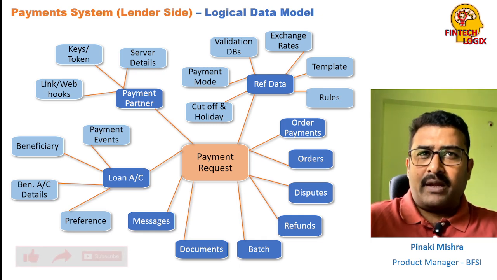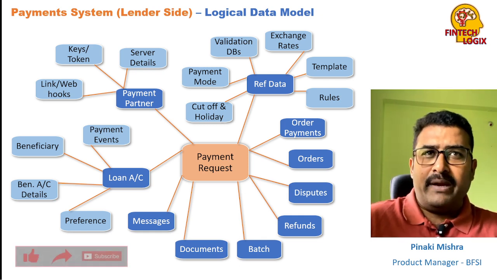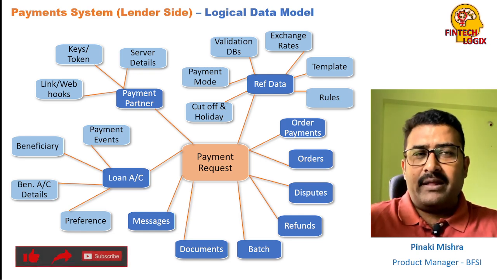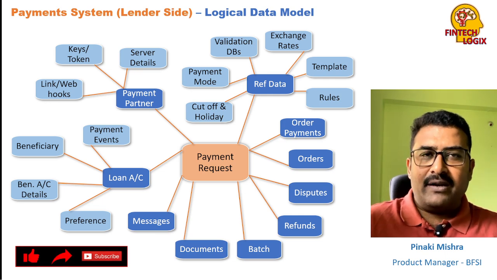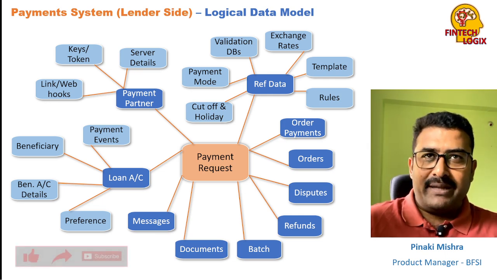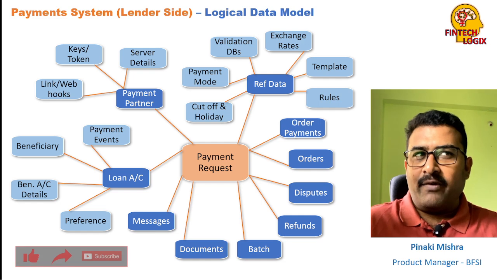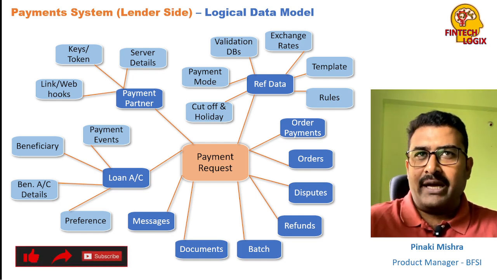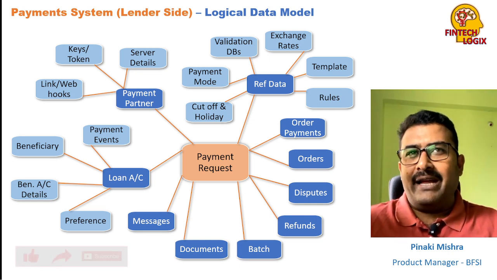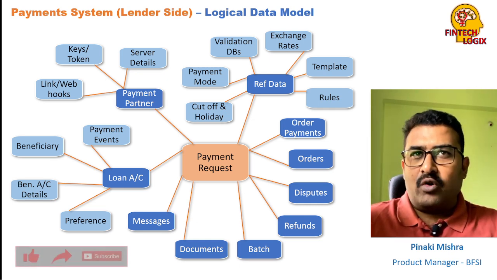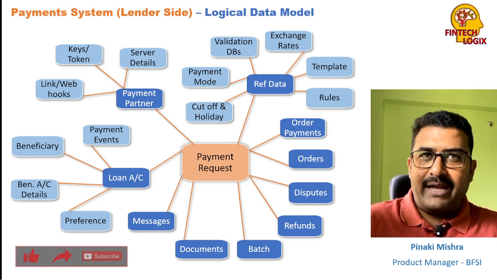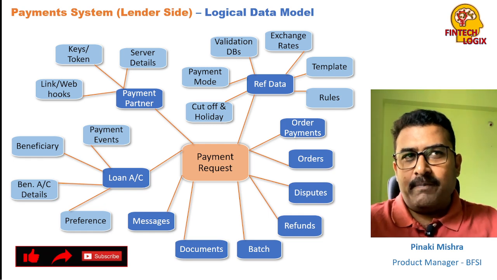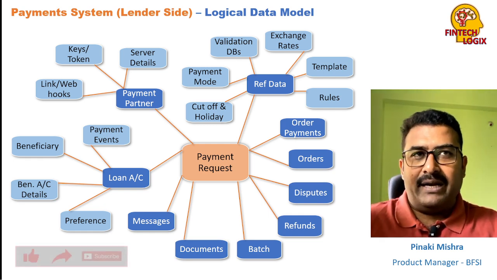On the other hand, it should also be related to your payment partner, through which you are going to process your payments. So let's say if you are going through Razorpay, then you should have details about their server details, and you should have an idea about their keys or tokens to process. You should also have an idea about webhooks, right? So a payment request would also need data from your payment partner details.